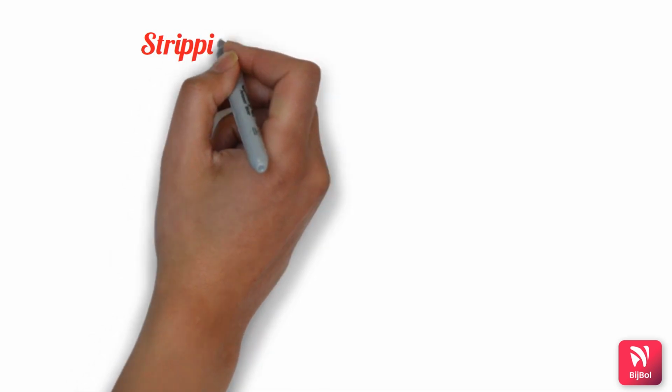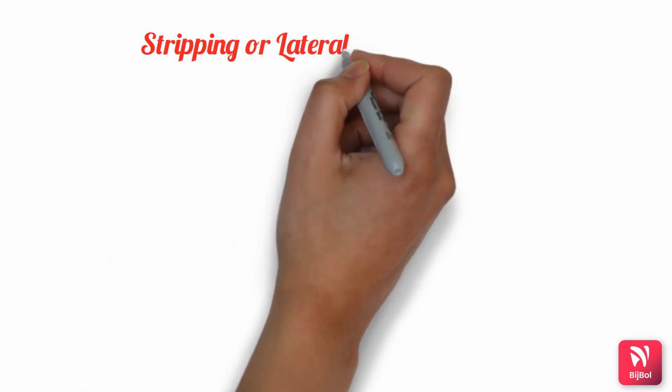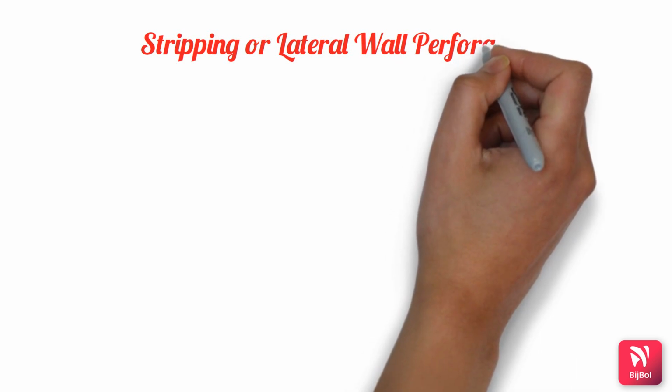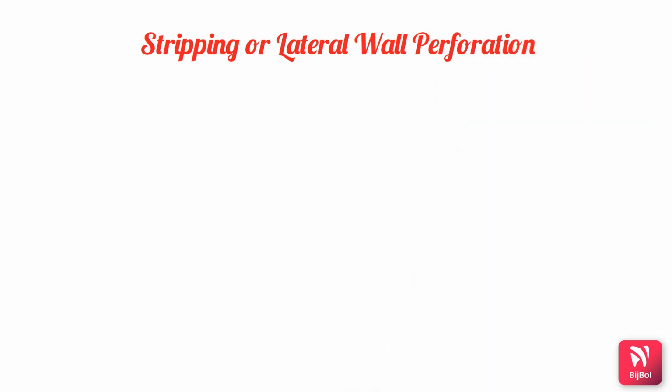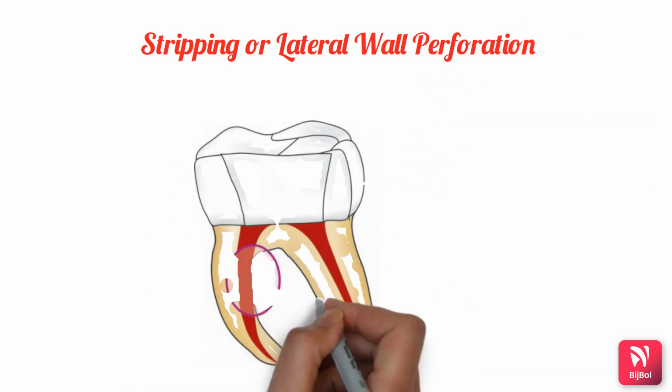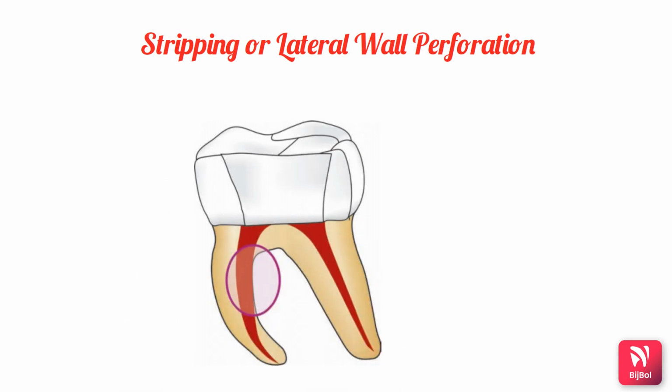Now we'll see stripping. Stripping is a lateral perforation caused by over-instrumentation through a thin wall in the root, and is most likely to happen on the inside or concave wall of a curved canal, such as the distal wall of the mesial roots in mandibular first molars. This can be detected by the sudden appearance of hemorrhage in a previously dry canal, or a sudden complaint of pain by the patient. How do we repair it?